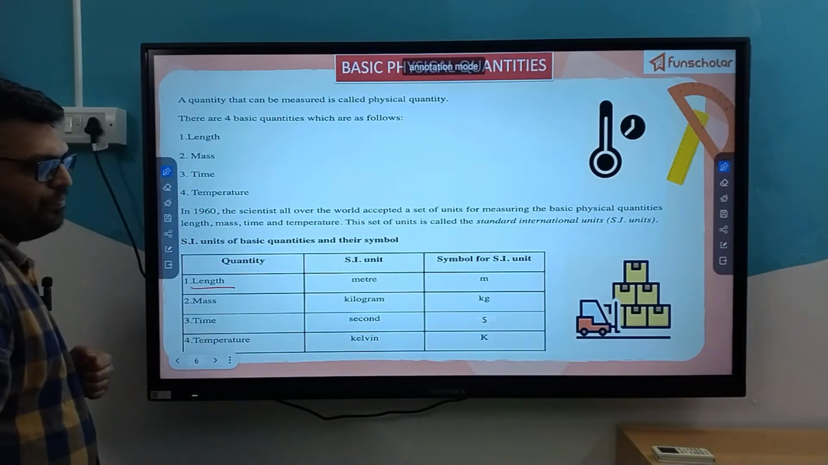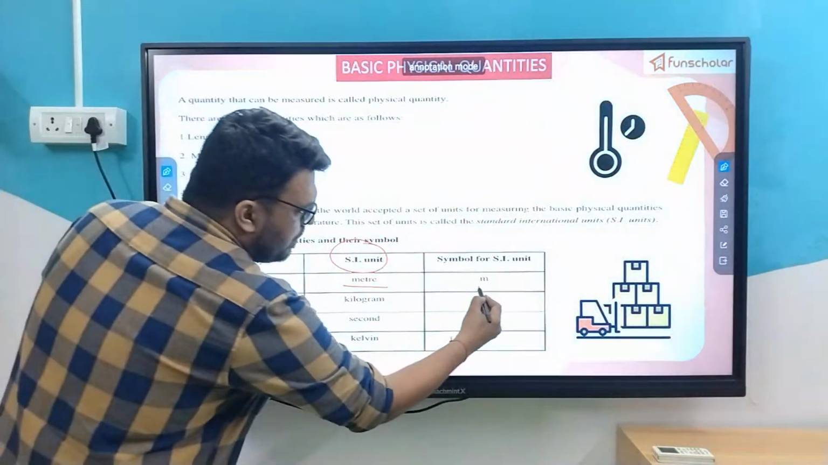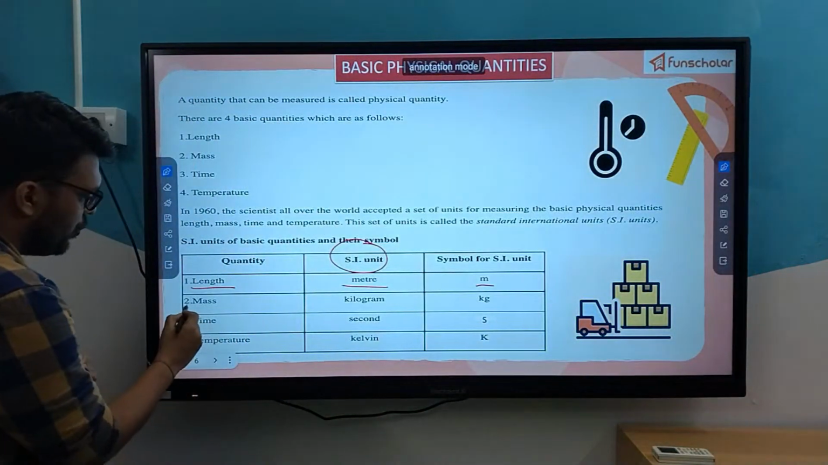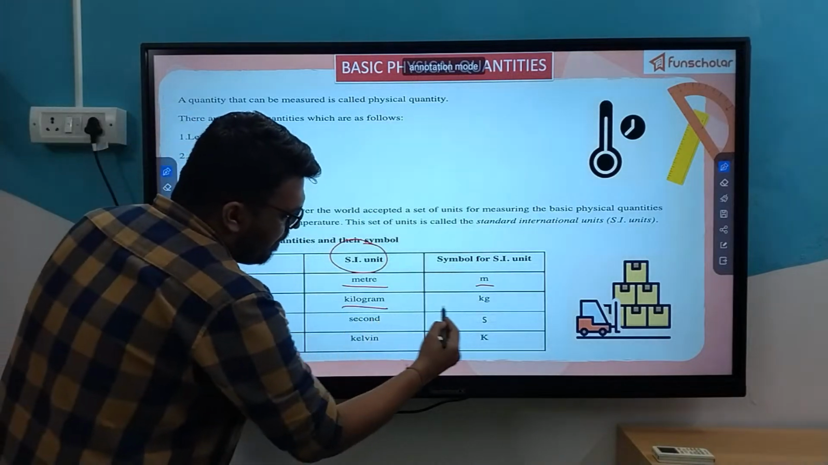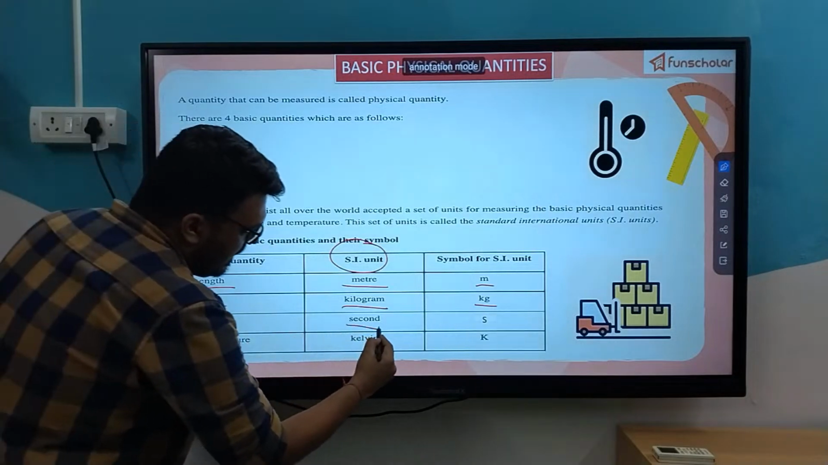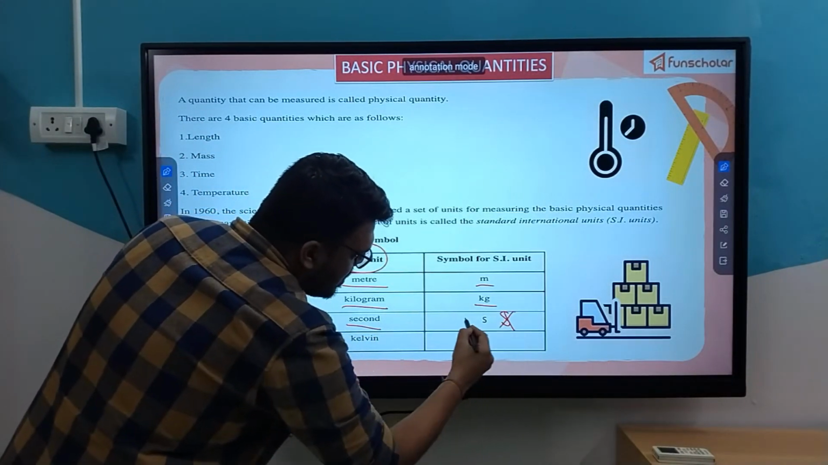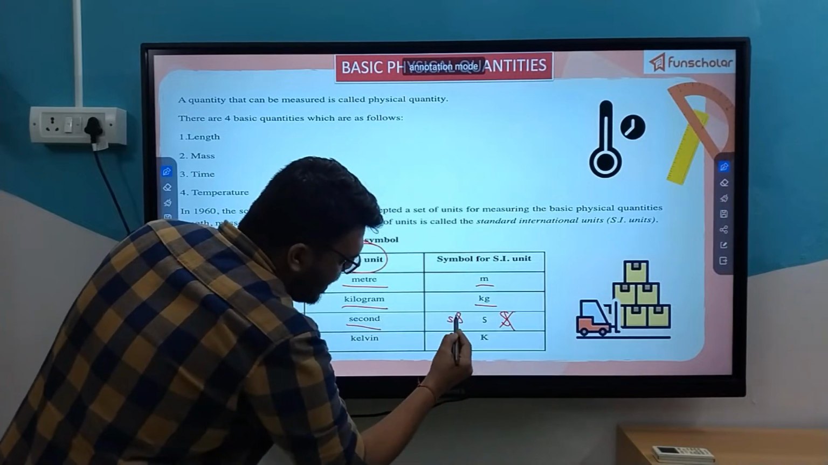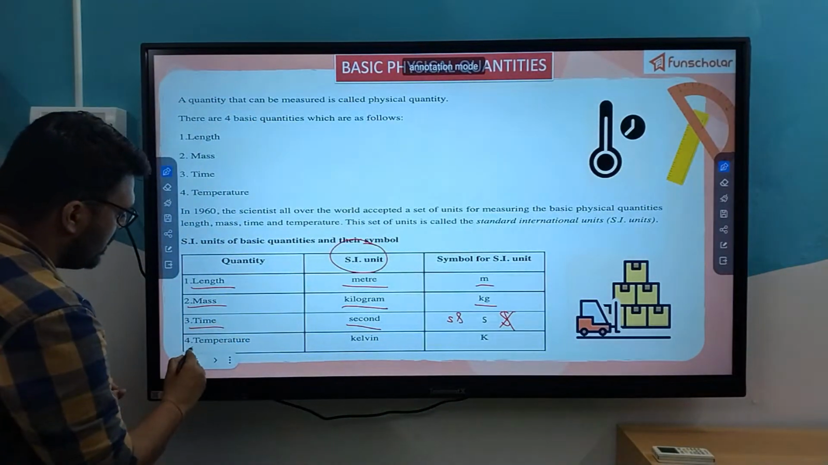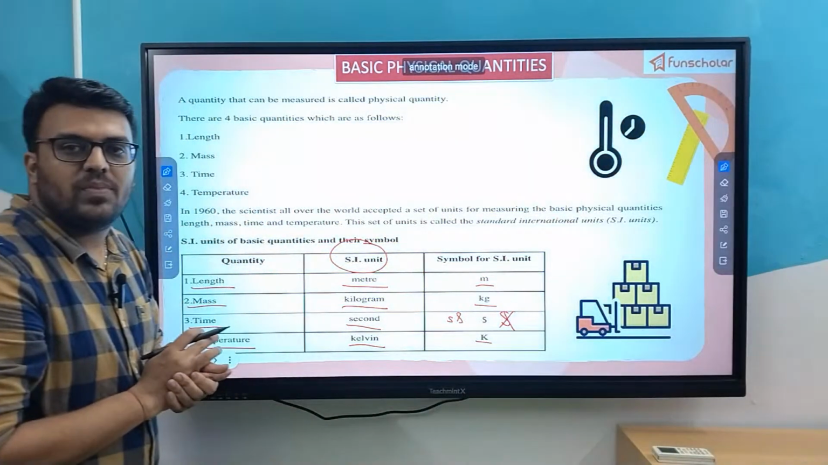For length, the SI unit is meter and the symbol will be small m. For mass, it is going to be kilogram and the symbol will be kg. For time it is second and this is small s. Don't confuse it with capital S. No, it is small s. You can write it like this or like this, small s. Now this is temperature. The SI unit is Kelvin and this is the symbol.